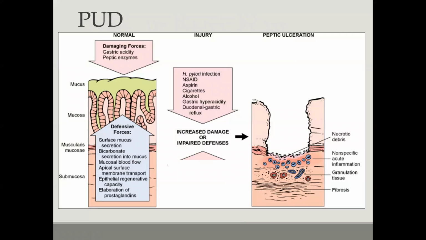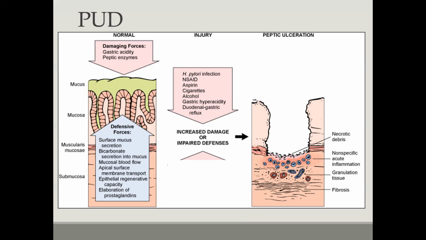Here's a little diagram that shows the natural healthy lining of your stomach and intestine. You have the mucus protective layer, the mucosa, all these different layers, the submucosa, and then you have these defensive cells coming up from within, all these defensive forces protecting. And then the assault is the gastric acidity of your stomach. The most common peptic ulcer is the duodenal, so in the duodenum, as opposed to the stomach.